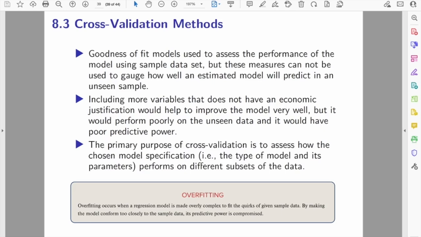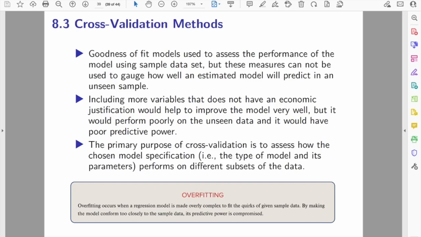But the problem is that these measures cannot be used to gauge how well an estimated model will predict in unseen data. Including more variables that do not have an economic justification would help to improve the model fit very well, but it would perform poorly on the unseen data and it would have poor predictive power. So that's why we need to think about using cross-validation techniques.